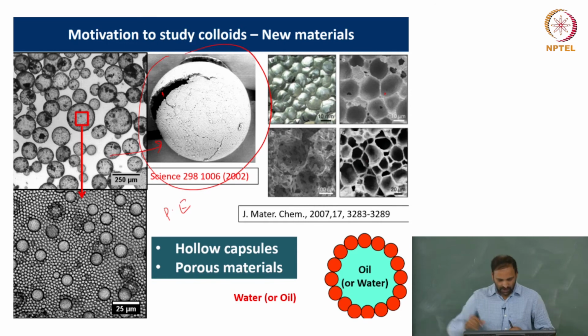So therefore people can make either oil in water emulsions or water in oil emulsions stabilized by particles, and they can use them for making either hollow capsules for applications in medicine, or you can make porous materials.